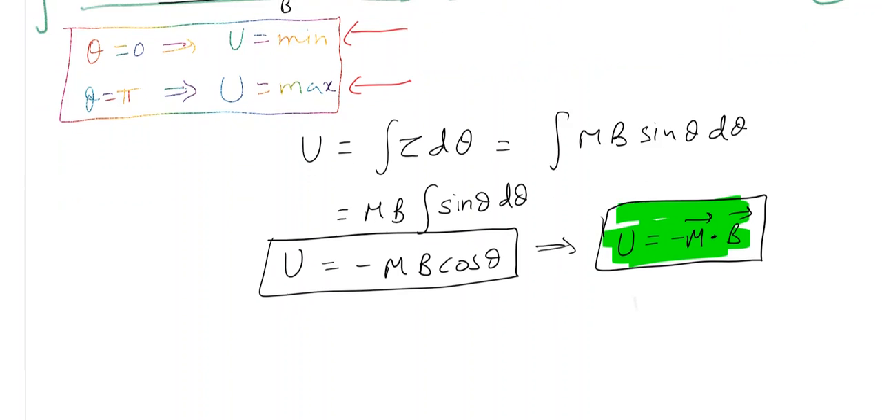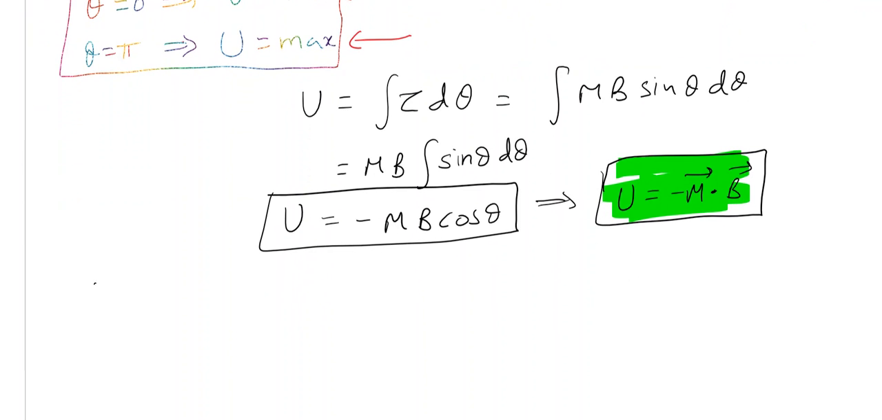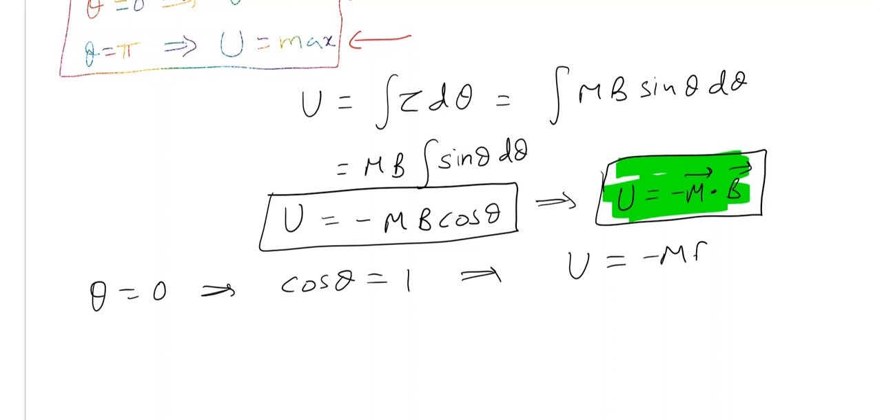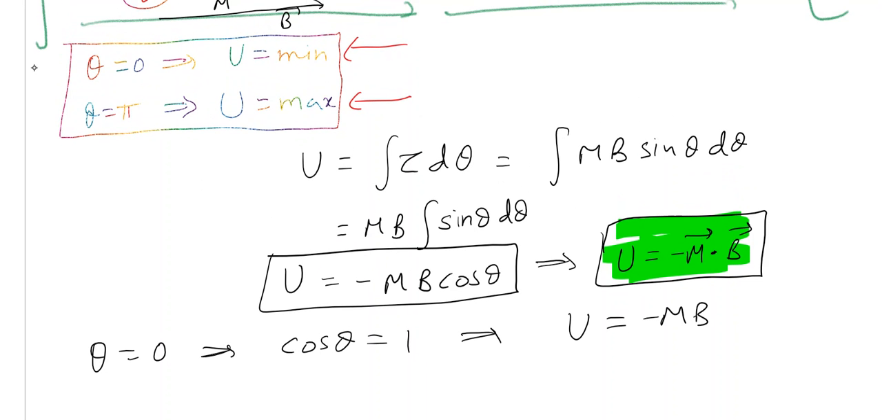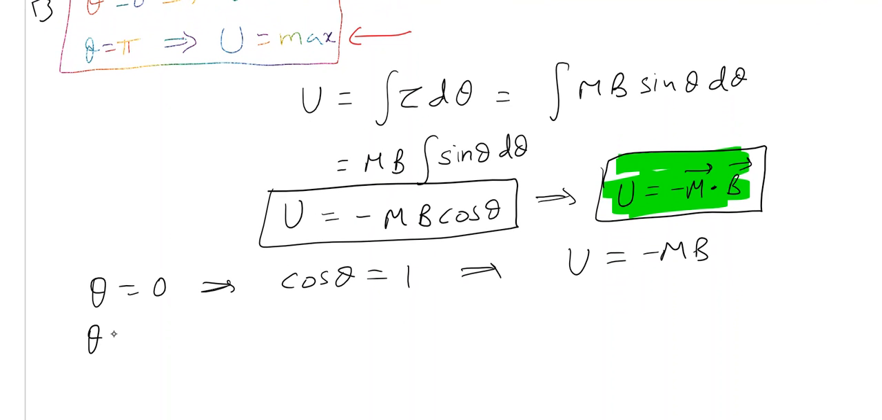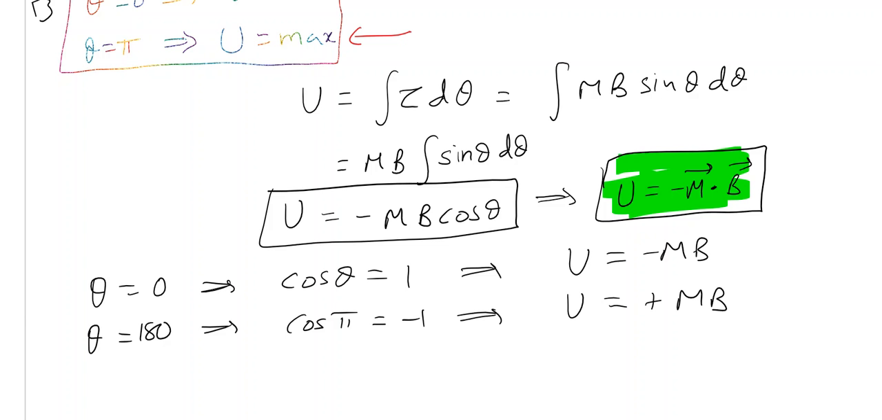Okay, let us check the special cases. What if theta is 0? If theta is 0, cos theta will be 1. If cos theta is 1, potential energy is minus mB. That is what we predicted here: minus mB must be minimum. What if the angle is 180? If the angle is 180, cos of 180, cos of pi, is minus 1. And in that case, potential energy will be plus mB. That is the maximum potential energy.